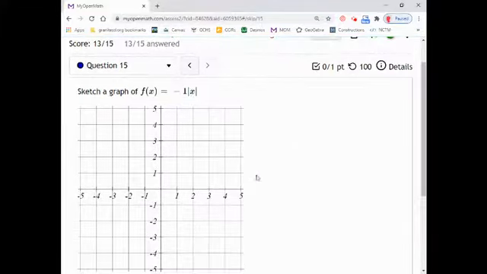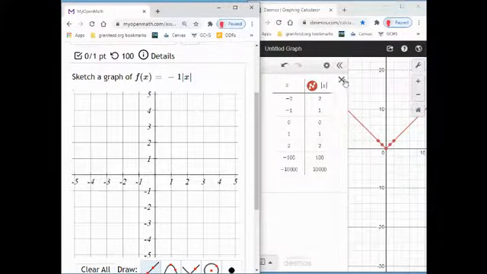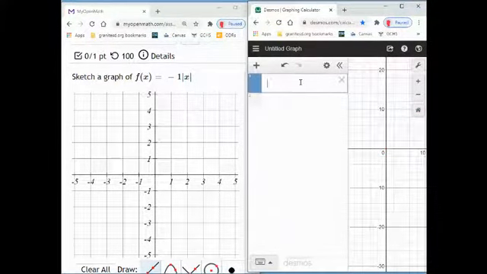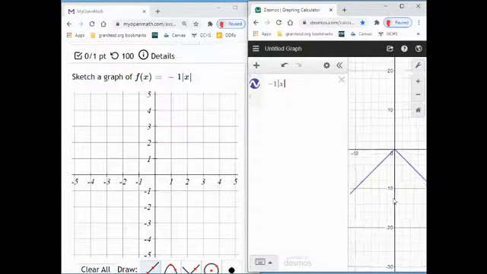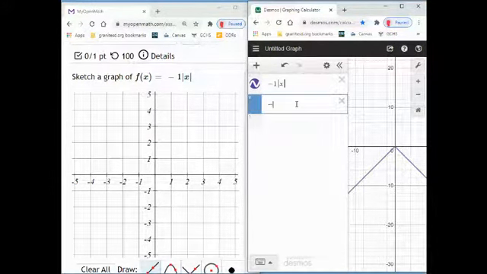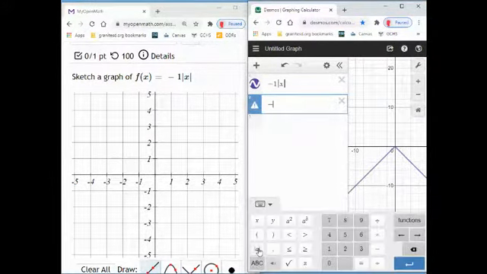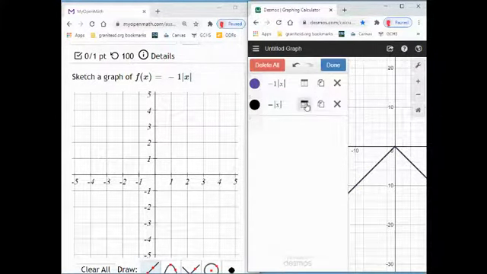Woo! One more. This one says -1 times the absolute value of x. Let's bring our Desmos back over here. So here we have -1 times the absolute value of x. What happened? It just flipped over. Why did it flip over? Well, because it's really the opposite of the absolute value of x. Let's make a table out of this guy.